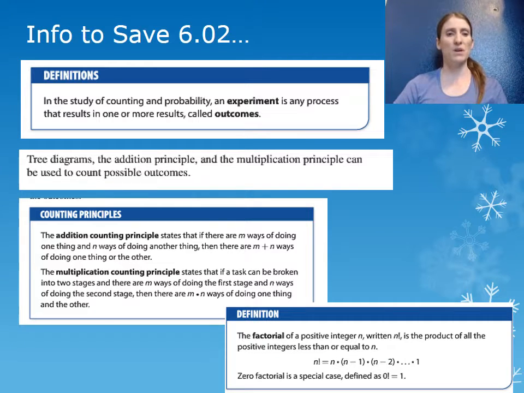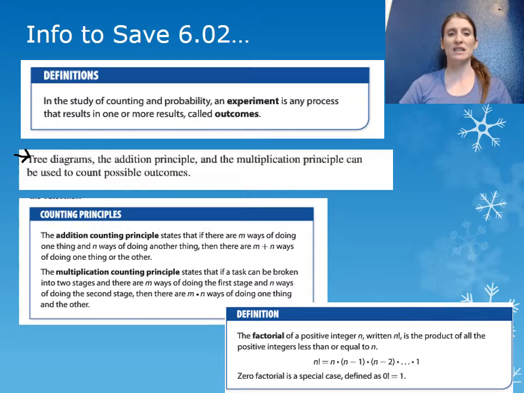Okay. We have tree diagrams that help us to use the addition and multiplication principles, and it's all about counting possible outcomes. So we use tree diagrams to find what the possible outcomes are. We use these things called counting principles to find out how many possible outcomes there are. So if you want to know what they are, you use a tree diagram, and that will give you the specific outcomes. If you want to know just how many there are, then you can use counting principles.